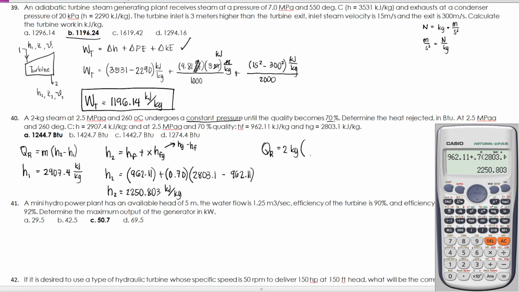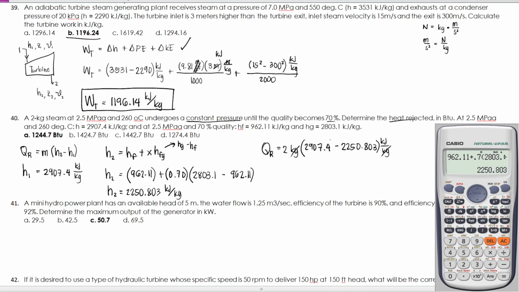Kahit hindi na natin siya palabasin, naka-negative kasi alam naman natin na rejection yung process ng heat transfer. So, gawin na lang natin siyang H1 minus H2. H1 is 2907.4 minus H2 ay 2250.803. Again, ito ay naka-kilojoules per kilogram.